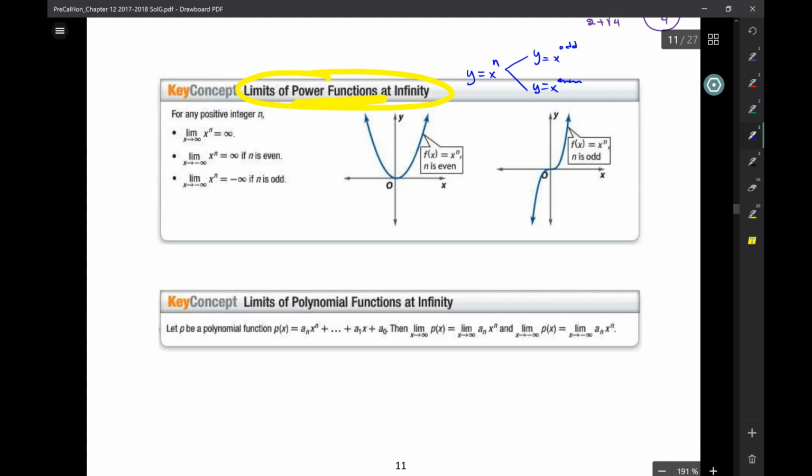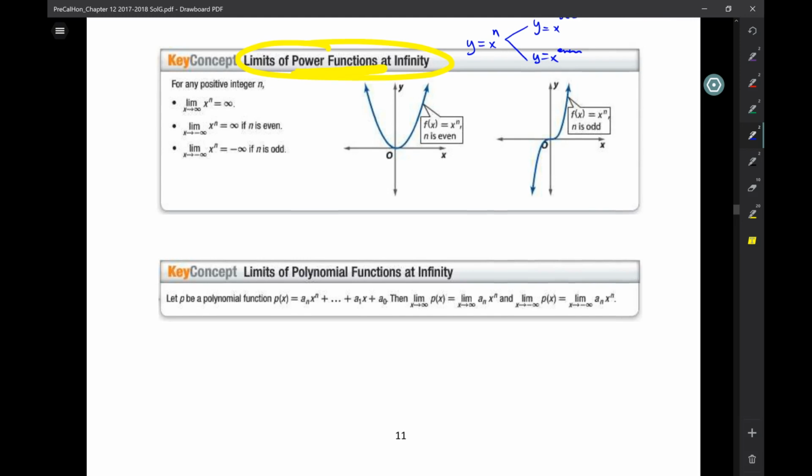If y equals x to the n, and n is even, right? If n is even, what does it look like? This is what it looks like. Both ends either face up or they face down. So, if it's a positive coefficient, as x approaches infinity, the function goes up. As x approaches negative infinity, it's infinity. And then if it's odd, right, one is a positive infinity, one is negative infinity.